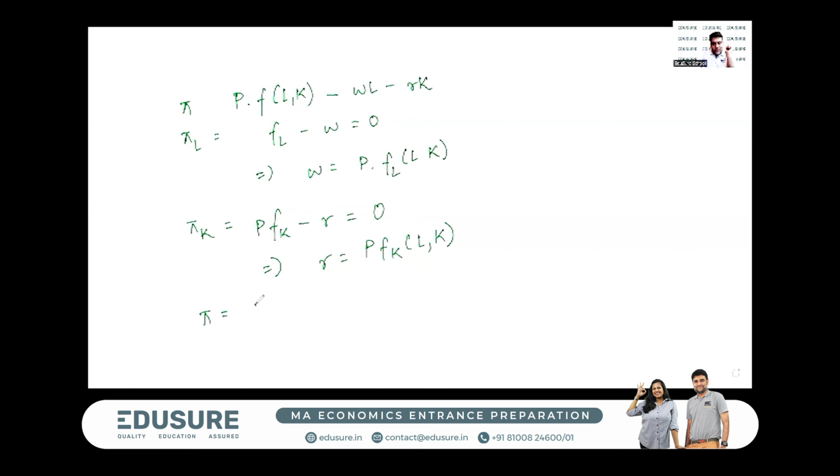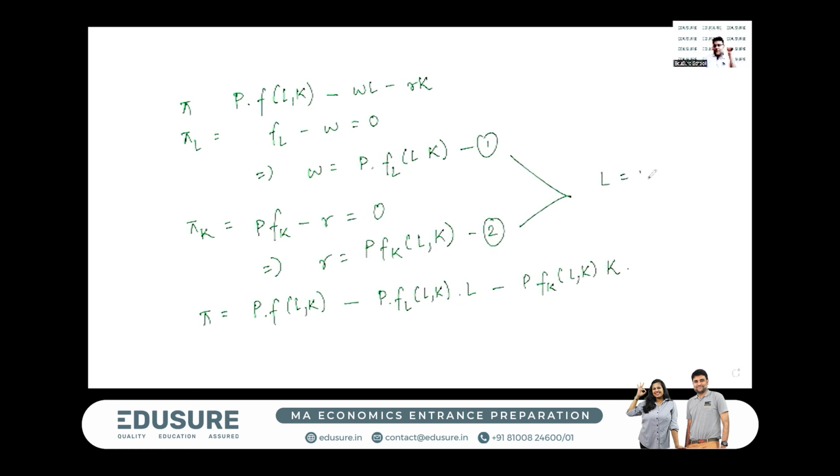So basically, profit equation can be written as P into F(L,K) minus W, which is basically P into F_L, minus P into F_K. This is not the perfect way to write it. The perfect way would be to write it in this particular fashion, that I have this equation, I have this equation, and then from these two equations you will get your L is a function of P, W and R. Your K will also be a function of P, W and R. And if L and K is a function of P, W and R, then F(L,K), which is my output, will also be a function of P, W and R.